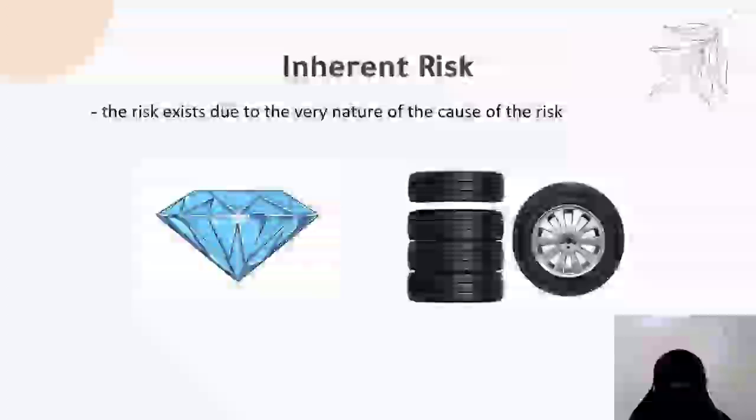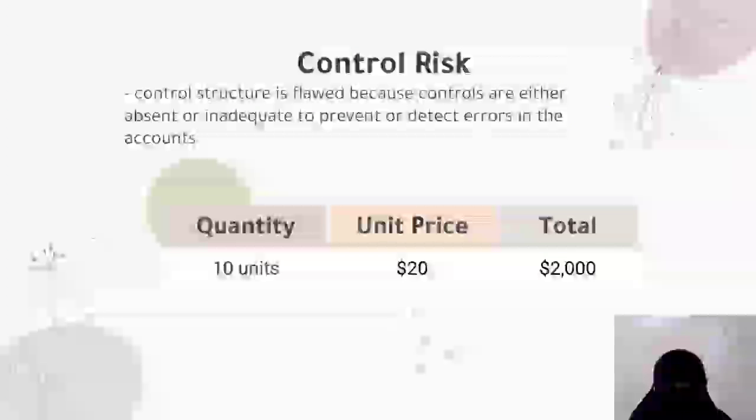Now we have the control risk. In control risk, this is the likelihood that the control structure designed and implemented by management is flawed because of controls that are either absent or inadequate to prevent or detect errors in the accounts. Because of course, internal controls cannot prevent or detect error 100% since entities also consider constraints when designing and implementing controls.